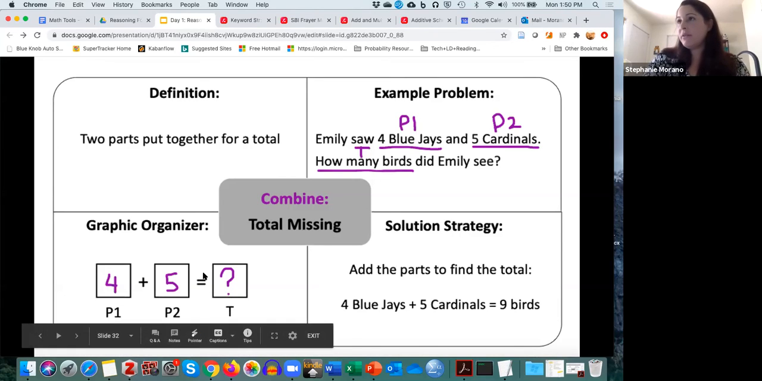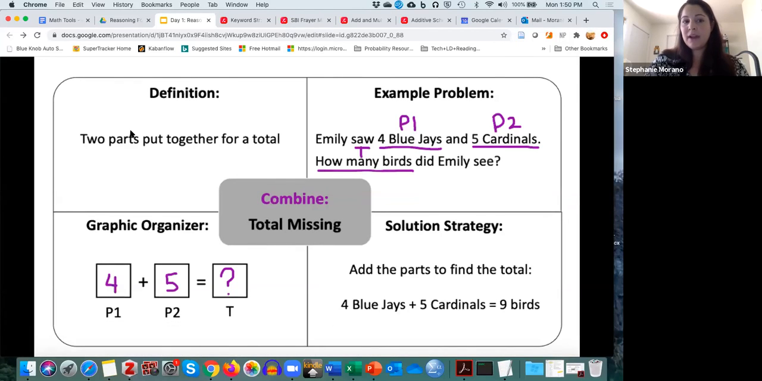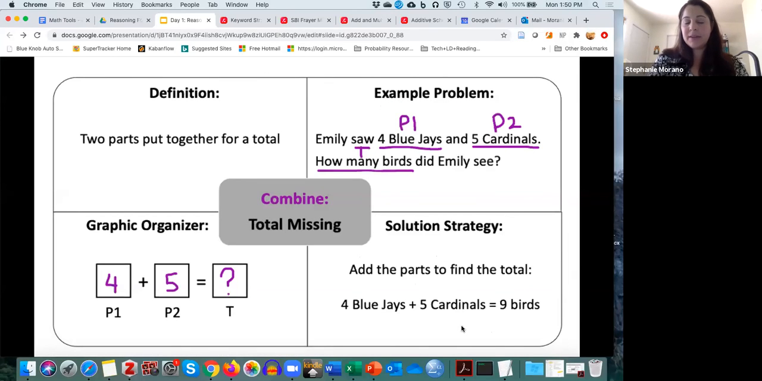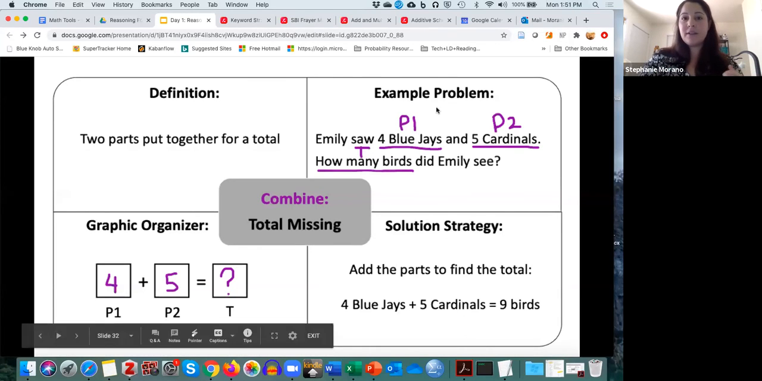So this is an example of a FRAIR model for a total missing problem in the combined schema. We've got the definition in the upper left corner, an example problem with the parts and the total labeled in the right top corner. In the bottom left quadrant, we've got the equation, and then we've got our solution strategy in the bottom right. So this is an example of a completely filled out graphic organizer for a model that you can have students work on. Yes, it is like a graphic organizer.